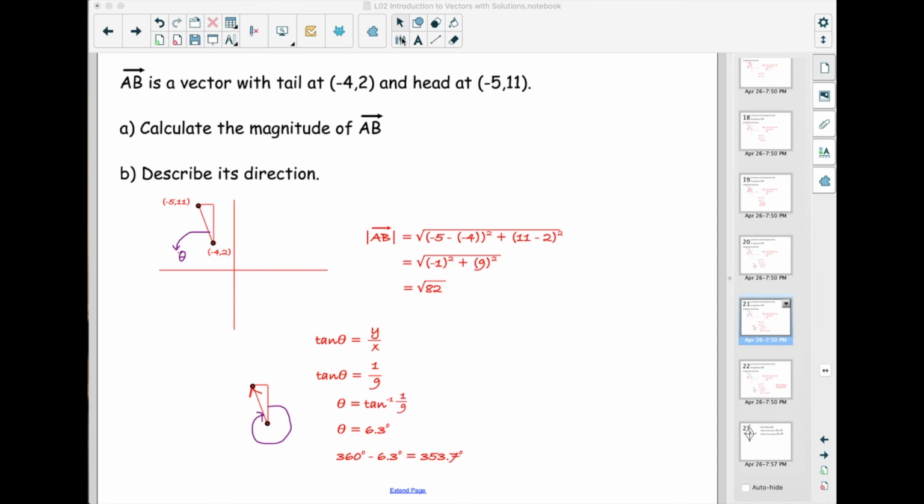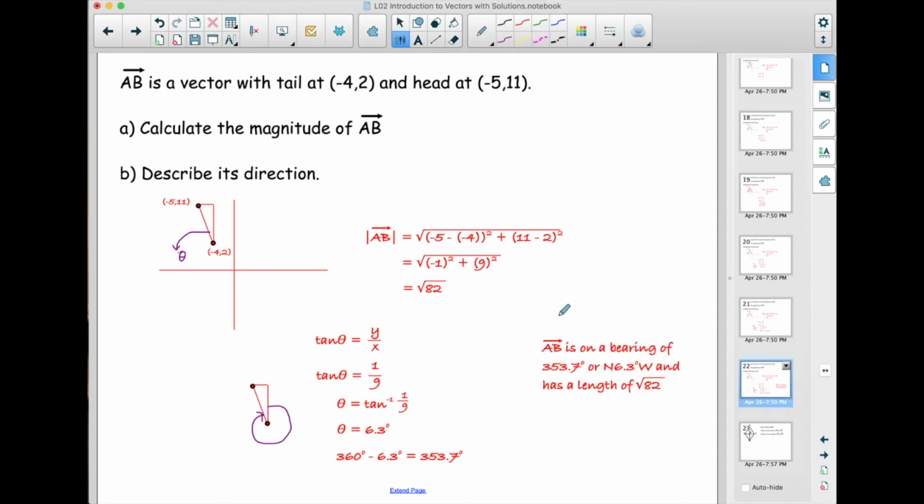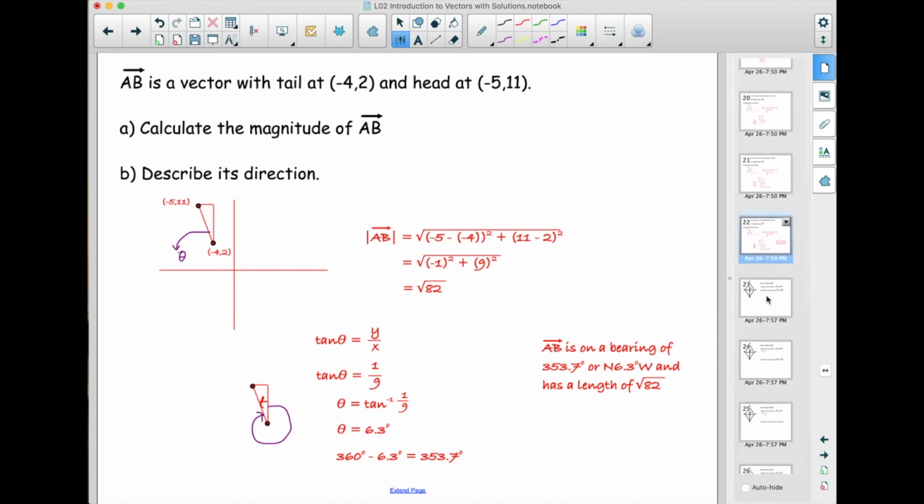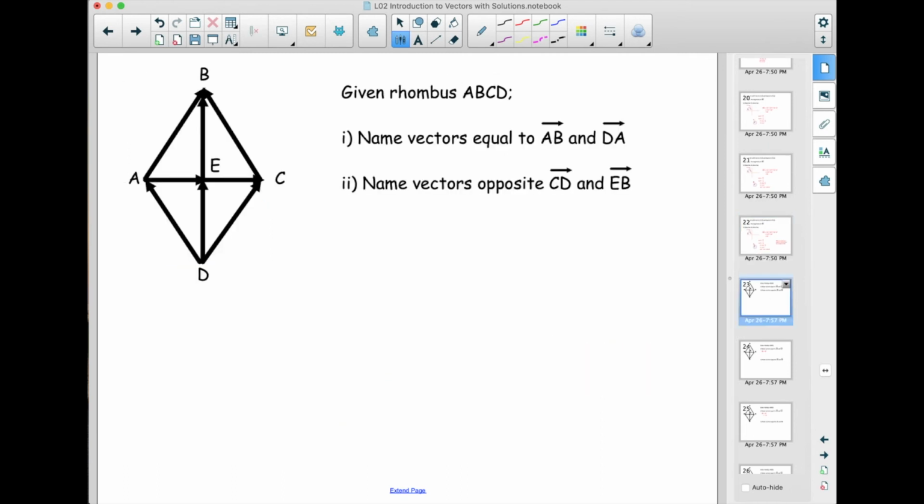So we'll move forward to the next slide. And there we have it. Vector AB is on a bearing of 353.7 degrees, or it's north, heading 6.3 degrees toward the west. And the length was the square root of 82. That was example 1. And now we will have a second example that we're going to take a look at.